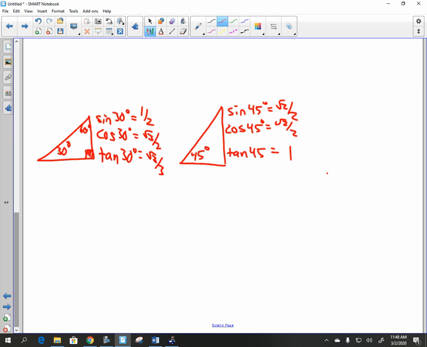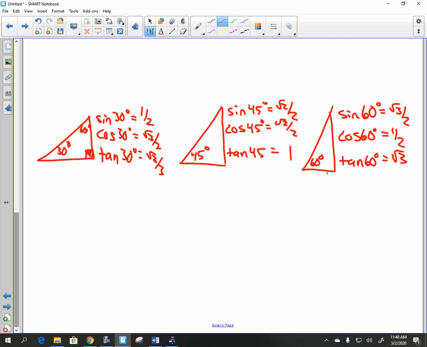And then if you just do another one that's a 60, 30, 90, hopefully you can start to see it's not that bad to memorize all of these. What's the sine of 60 degrees going to be? Root 3 over 2. And then the cosine of 60 degrees is going to be a half. And then the tangent of 60 degrees is going to be just the square root of 3.